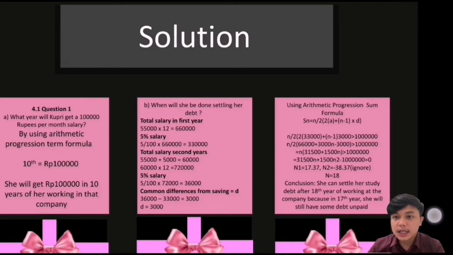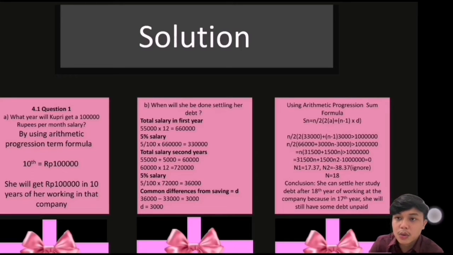For the next step, we will use the arithmetic progression sum formula, which is Sn equals n over 2 in bracket 2a plus n minus 1 times d. So we substitute all the values into the formula, which is Sn is 1 million equals n over 2 in bracket 2 times 33,000 plus n minus 1 times the common difference, which is 3,000. So we will get 1,500 n square plus 31,500 n minus 1 million.